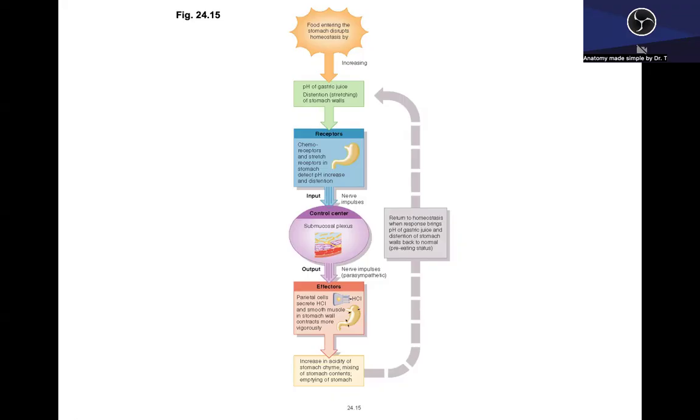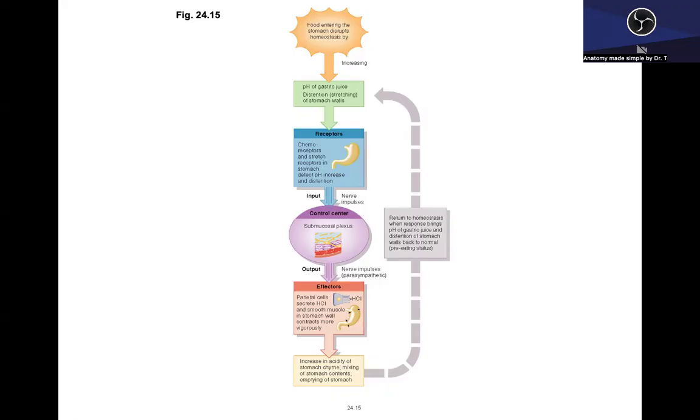And as a result of that, we're going to have a bit of an increase in acidity of the stomach chyme, mixing of the stomach content, and ultimately emptying of the stomach. Now, we realize that this is also a negative feedback loop, like many other regulatory mechanisms in the body, because as the stomach becomes empty, there is no further need for stimulation of the stomach.